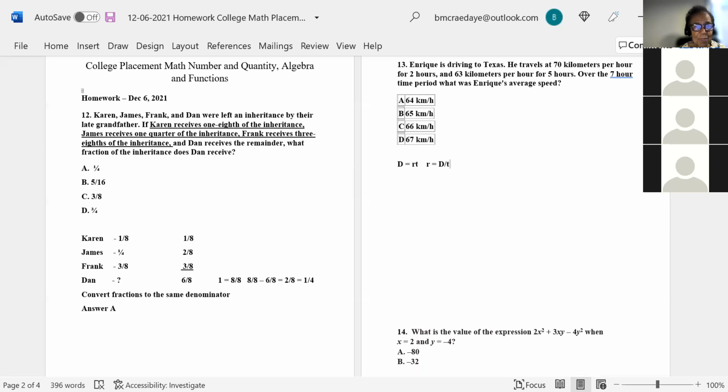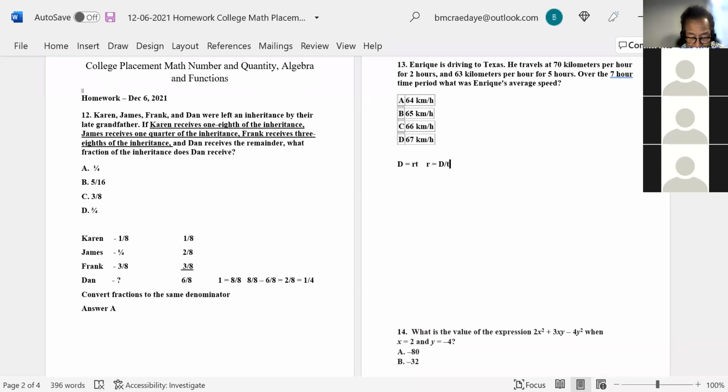Well, we are trying to find the average speed. So how would you find the total distance traveled by Enrique? He traveled 70 kilometers per hour for 2 hours and 63 kilometers per hour for 5 hours. So how would we find those two distances? Because we need the total distance, right?